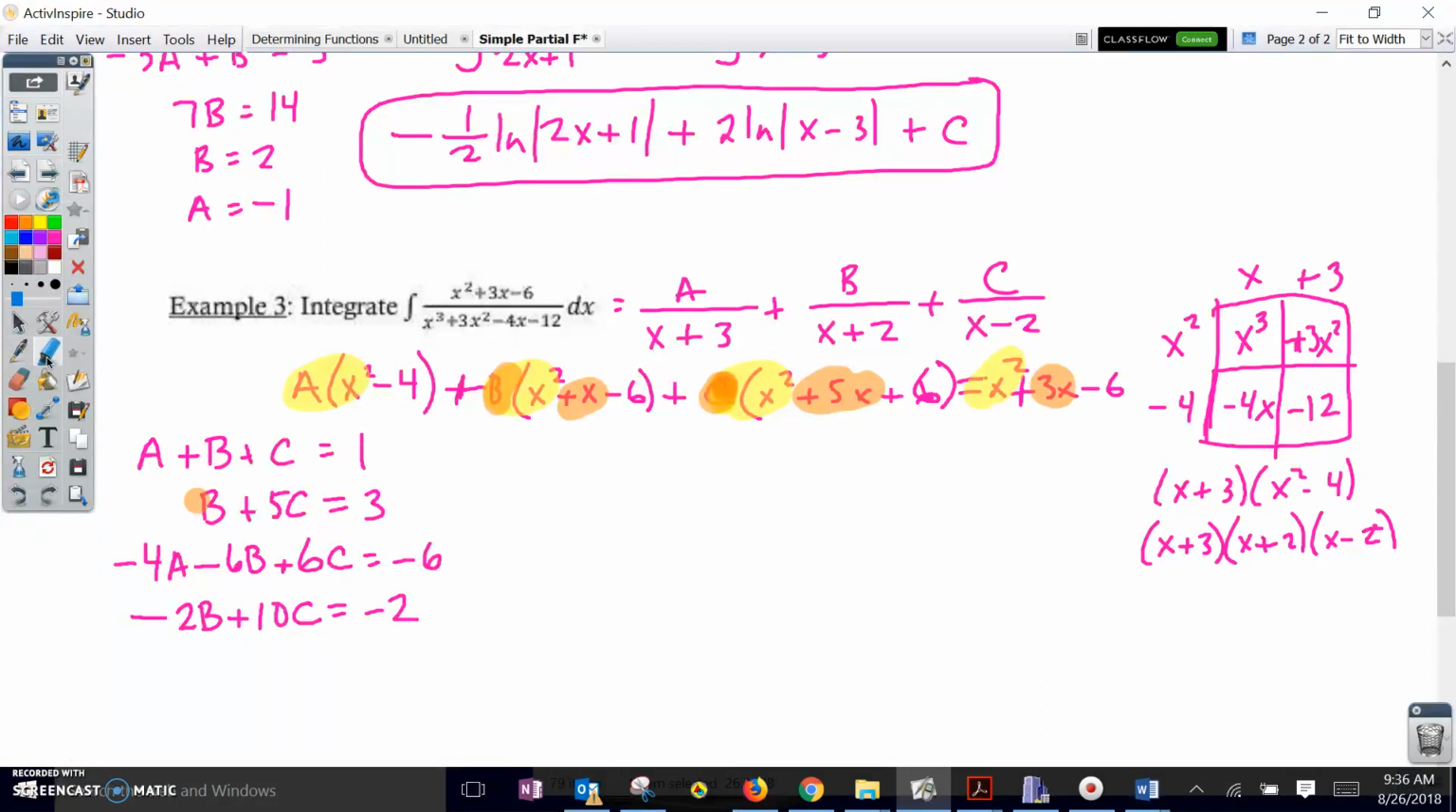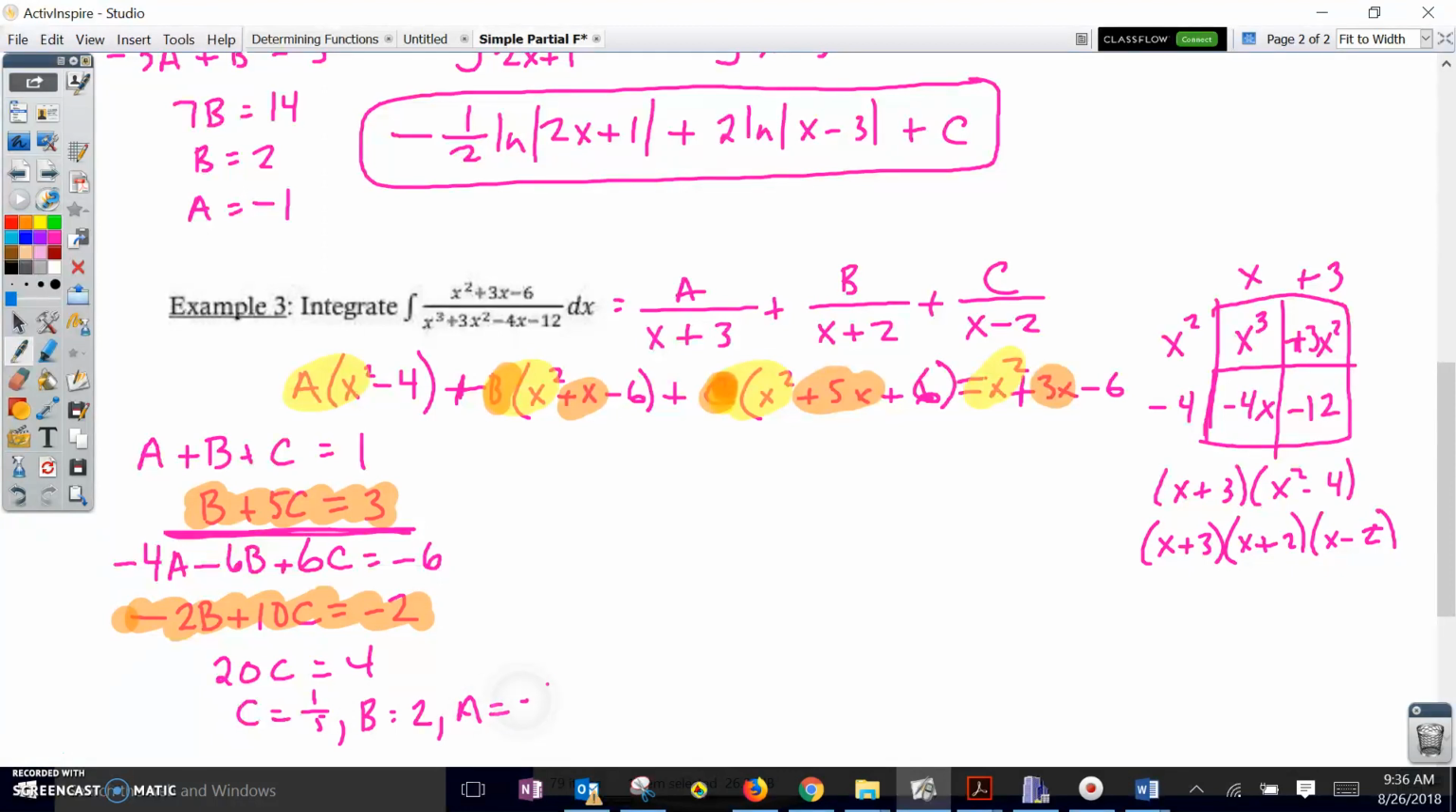And then I'm going to use these two equations and get rid of one of the variables. Let's see, I'll multiply the first equation by 2 and add them together. And so I get, let's see, my b's cancel, I get 20c equals 4. So c is 1/5, which then substituting back into this equation gives me b is equal to 2, and then a has to be equal to negative 6/5.